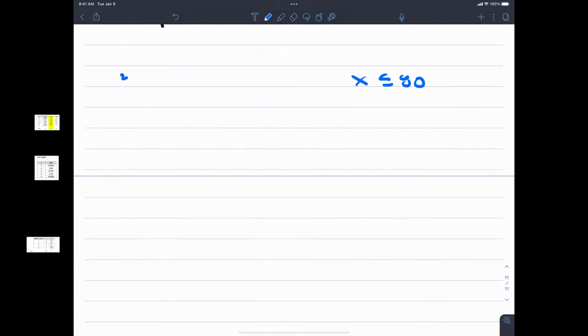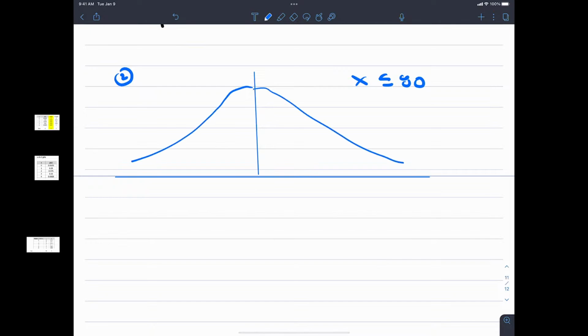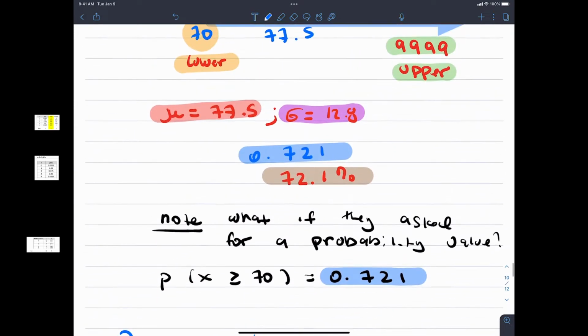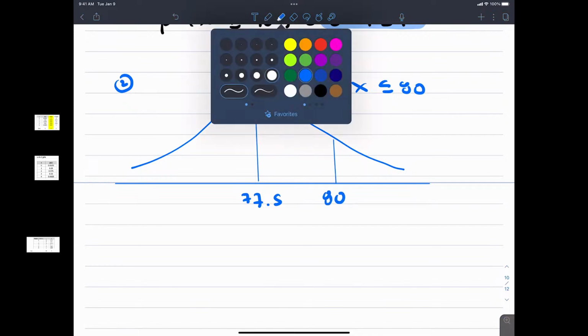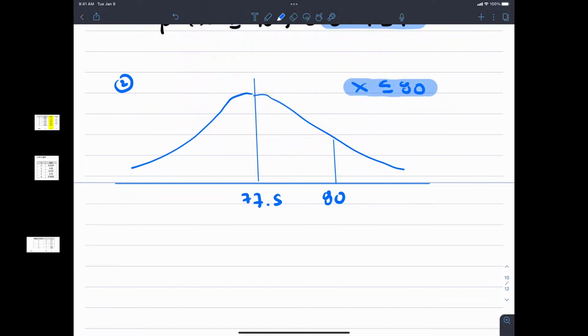So this is the question for number 2. What was in the middle again? 77.5. No more than 80 here. So this is less than or equal to 80. So this will go all the way where? This goes to the left forever.